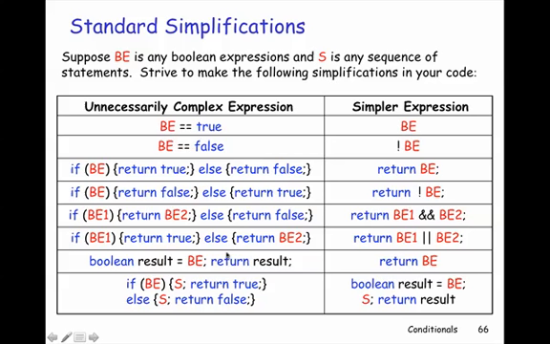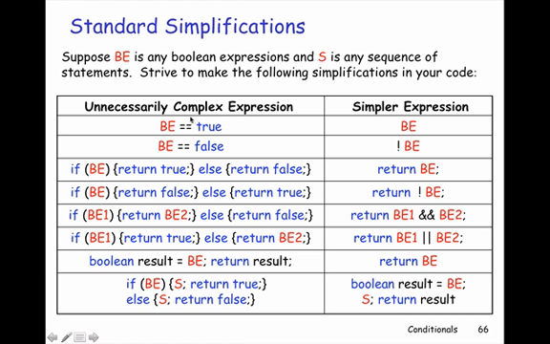I'd like to conclude by talking about standard ways in which we can simplify expressions and statements involving booleans. It turns out that students that are new to Boolean expressions and conditional statements will often write complex expressions. They'll write expressions and statements that are more complex than they need to be. And I'd like to show you some simplifications that you should always use in your code. So let's see some examples.